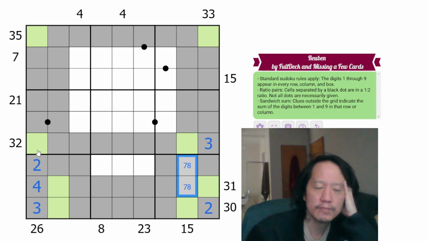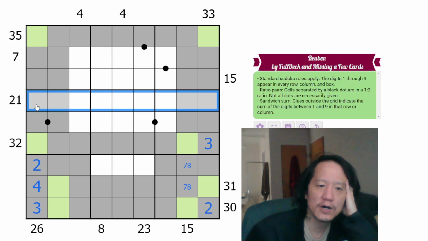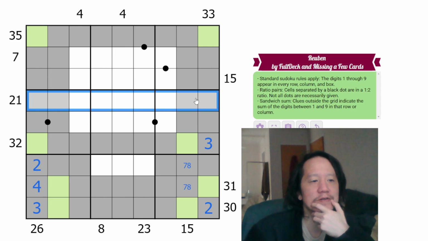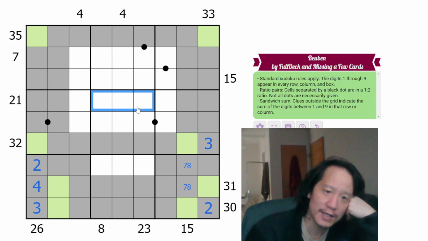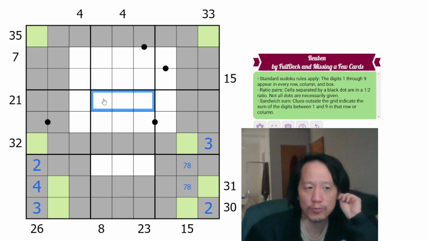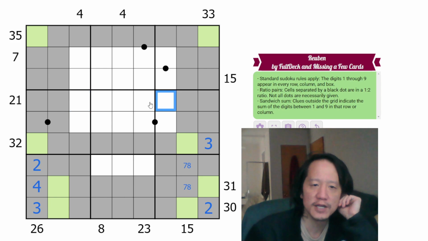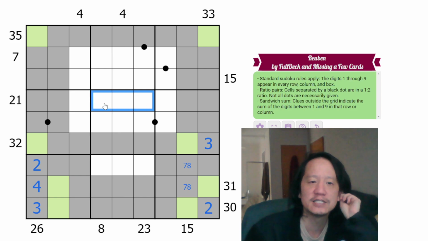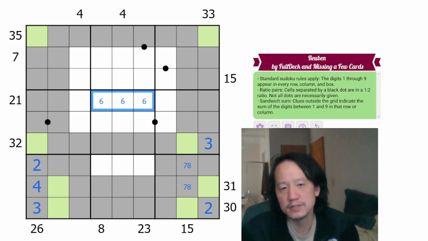Let's see. Here in this column, this row, we have at most 3 digits adding up to 21. Well, what's the maximum of 3 digits? It's 6, 7, and 8 in between a bun, because you can't have a 9. 6, 7, 8 adds up to 21. Since it's the maximal amount, it has to be that specific amount. So this must be 6, 7, and 8.